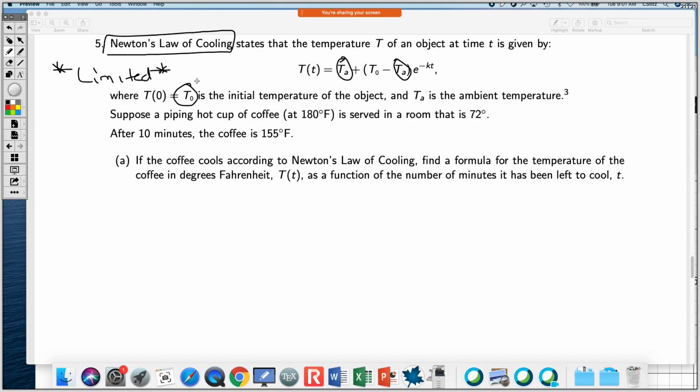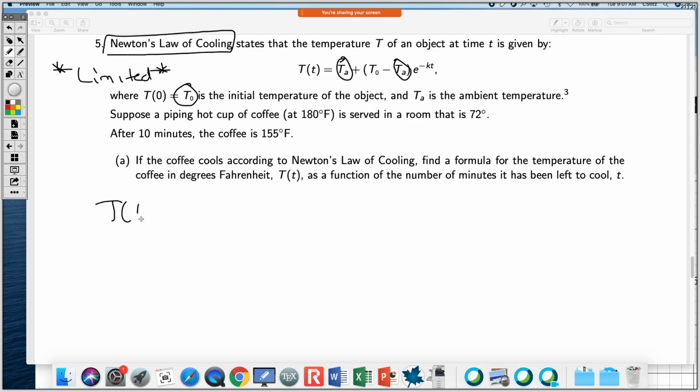Okay. So suppose a piping hot cup of coffee at 180 degrees Fahrenheit is served in a room that's 72 degrees Fahrenheit. After 10 minutes, the coffee is 155 degrees Fahrenheit. So assuming that the coffee cools according to Newton's law of cooling, find a formula for the temperature of the coffee, T(t), as a function of the number of minutes, t, it has been left to cool.